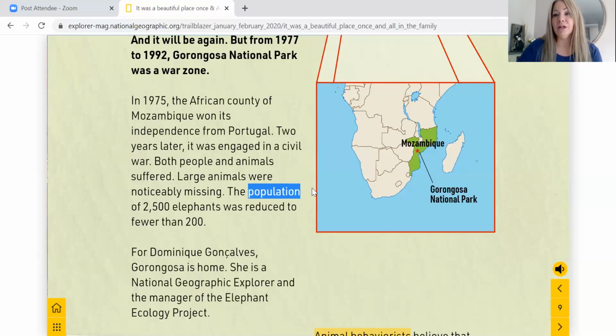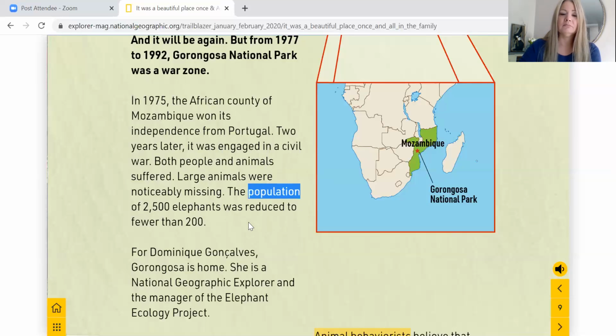And so we could try context clues, right? We don't want to ask an adult yet because it's too soon. We haven't tried one of our strategies. So let's see. We're talking about large people and animals suffering because of this war. Large animals are missing. The population of 2,500 elephants was reduced to fewer than 200.